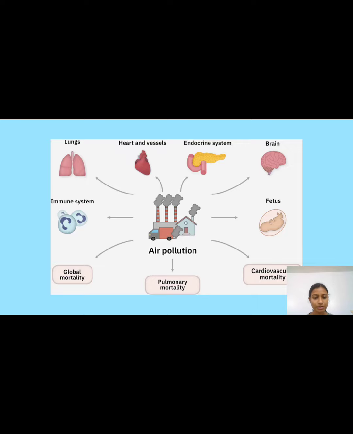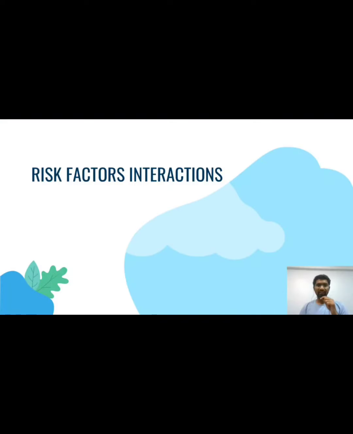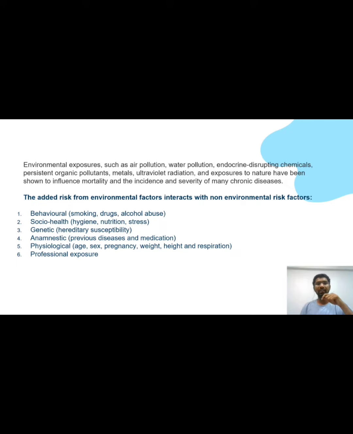Air pollution is divided into three types: global mortality, pulmonary mortality, and cardiovascular mortality, and it affects the immune system, lungs, heart and vessels, endocrine system, brain, and fetus. Risk factors interact, and environmental exposures such as air pollution, water, endocrine disrupting chemicals, persistent organic pollutants, metals, ultraviolet radiation, and exposure to nature have been shown to influence mortality and the incidence and severity of many chronic diseases.